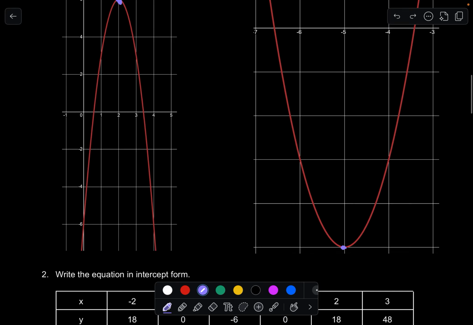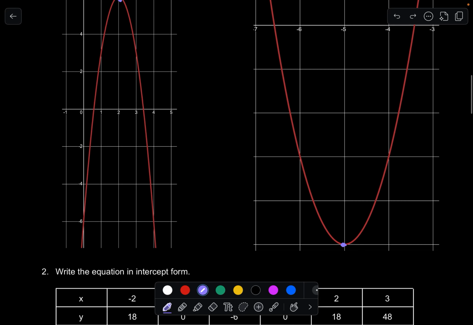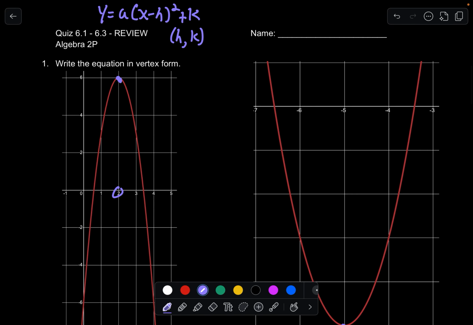2, 6. All right, 2, 6. So you can instantly write the equation as y equals a, x minus 2 squared plus k, where k is the y value of the point given. So it's plus 6. All right?